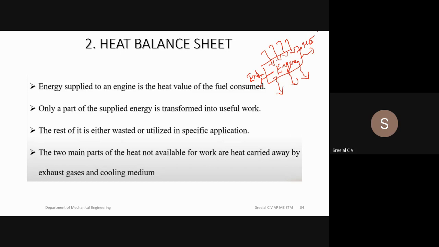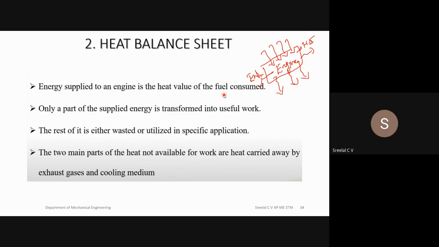So here we are going to have a balance sheet. First of all, just understand what all this is. The energy supplied to the engine is the heat value of the fuel, right? The combustion of that fuel is the only source of heat energy we get, right? Yes, sir.